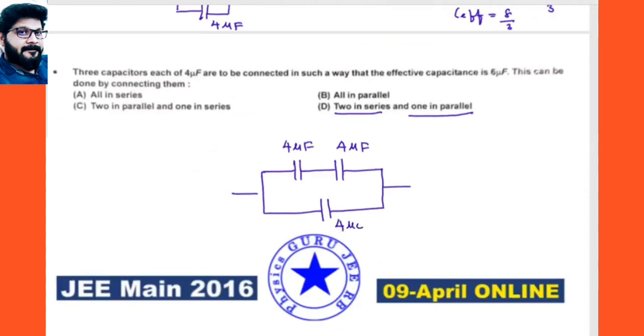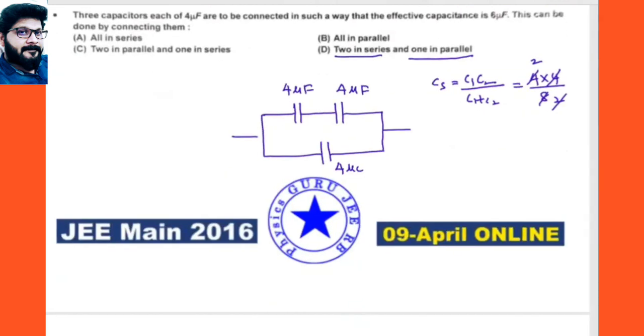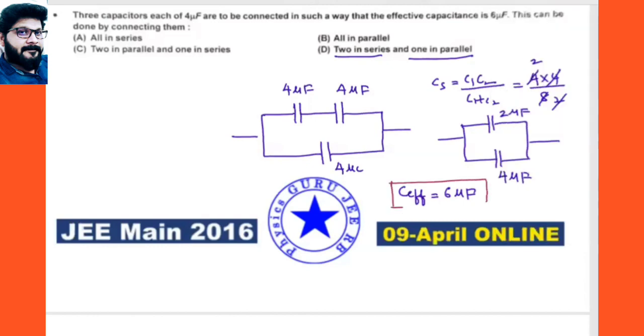When both are in series, C series is equal to C1 C2 by C1 plus C2, so we can write 4 into 4 divided by 4 plus 4, which is 8. This is 1, 2, here it is nothing but 2. If I modify the circuit, I'll be getting it like this. So one is 2 microfarads, the other is 4 microfarads. Now the total effective capacitance is C1 plus C2, which is 2 plus 4, is 6 microfarads.